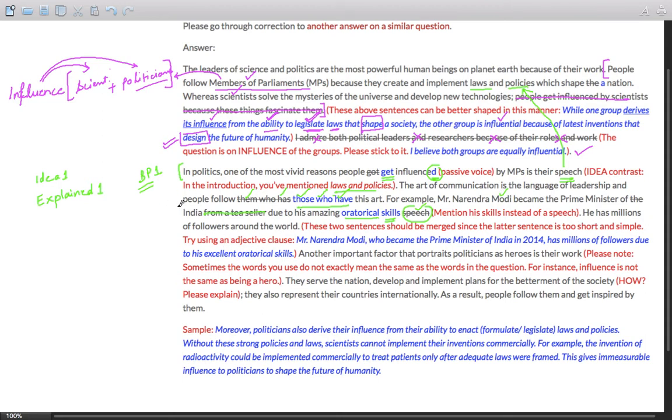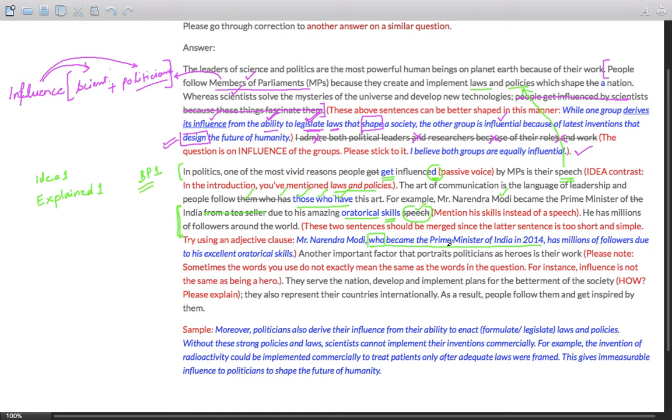Now, try to link these two sentences. These two are simple sentences, and if they are merged they can become a better sentence. What you have to do is use this part, which you have already written, and write it as an adjective clause, using the pronoun who. Now, Mr. Narendra Modi, who became the Prime Minister of India in 2014, so it has to be an adjective clause. This will simplify things.